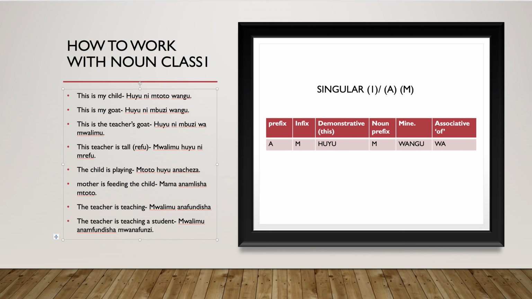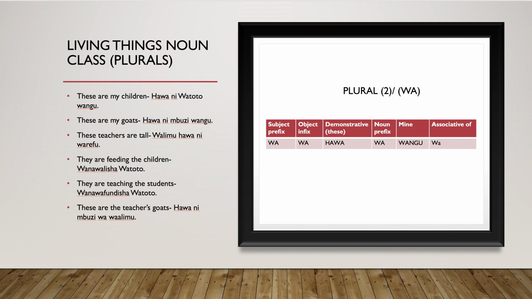Okay? So, and finally, let us look at plural or noun class 2, otherwise known as the wa. So, these are my children. We follow the same rules. Hawa ni watoto wangu. Okay? These are my goats. Hawa ni mbuzi wangu.